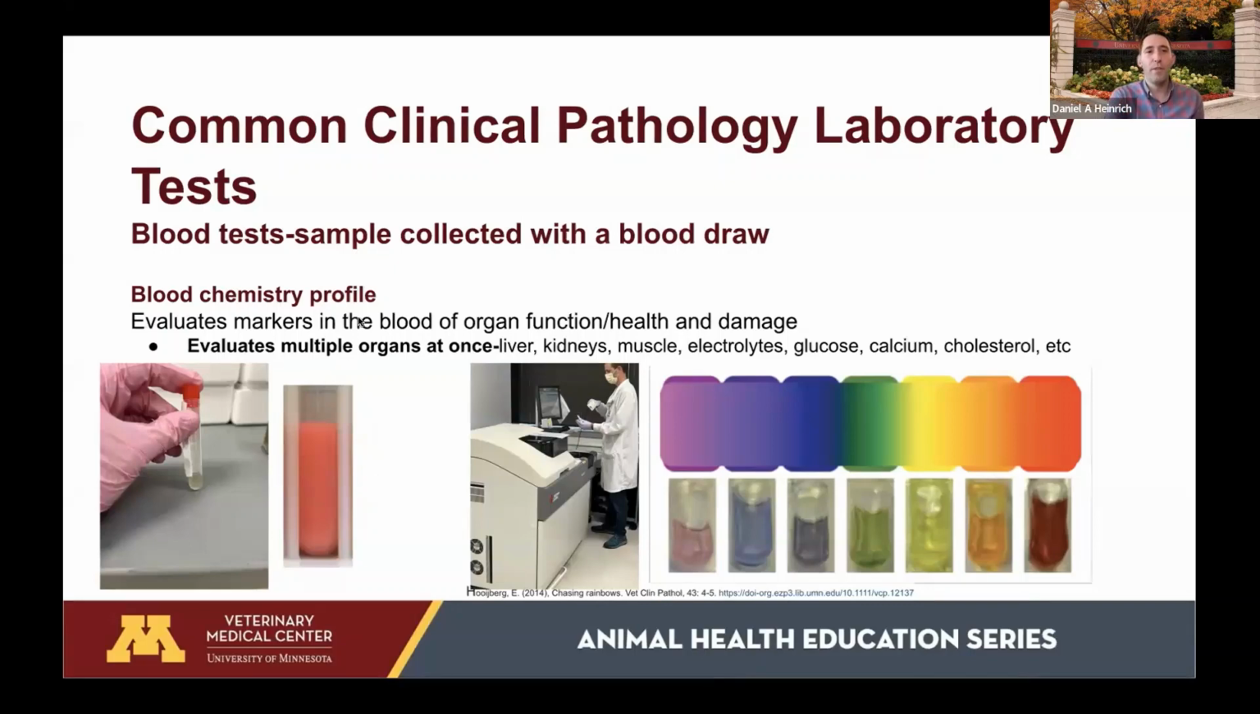What we look for with a clinical chemistry profile is essentially the function of our organs. So we look at things like liver function, kidney function, electrolytes, glucose. So if we're looking for things like diabetes, calcium, cholesterol, all of that stuff. We can look at lots of different organ functions from little tiny samples of blood.